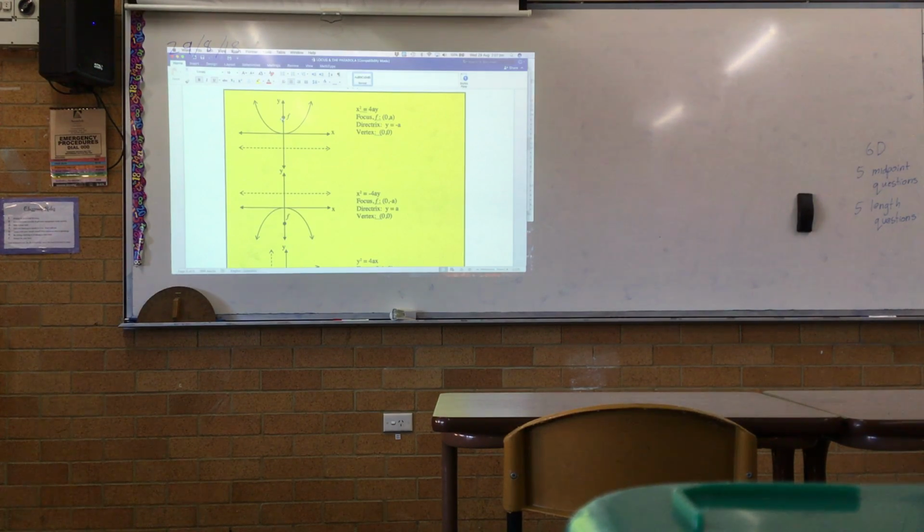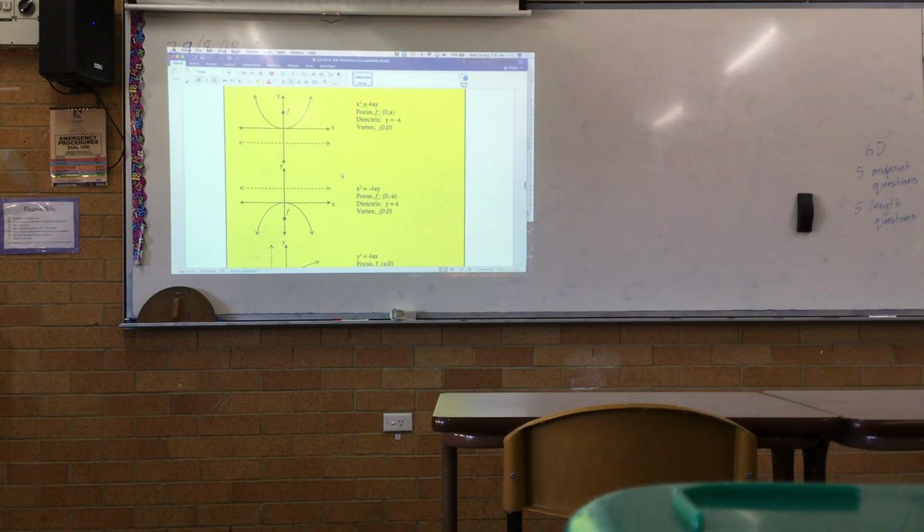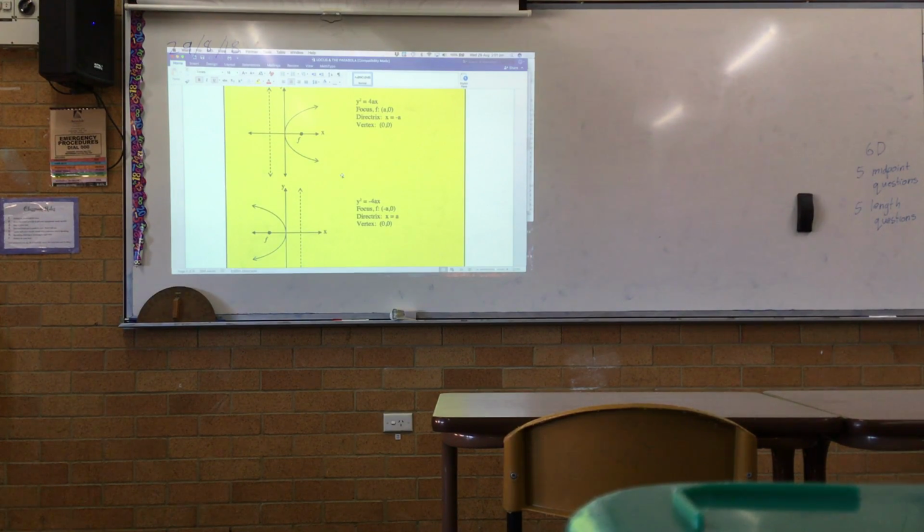Focus is inside the parabola, directrix is on the other side of the parabola. There are two of them, but there is another two. These other two are if we have these sort of parabolas. By the way, are these functions? No. Why not? Because the vertical line test would cut through these in two places.